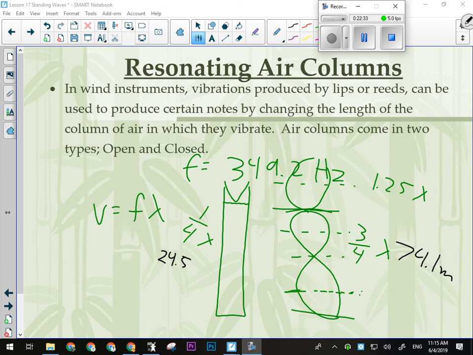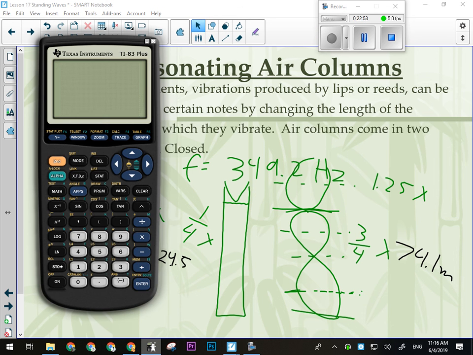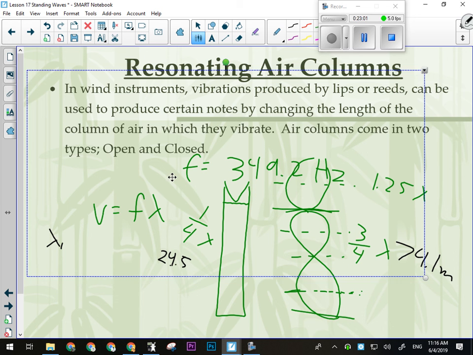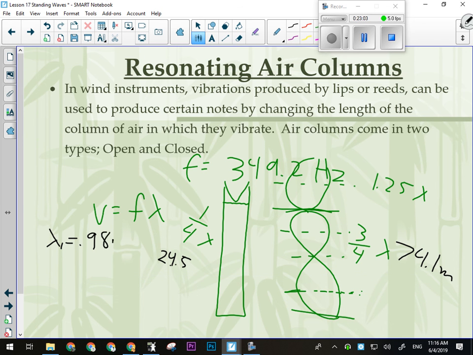We figured out that we got an antinode at 24.5 centimeters or 0.245 meters. We also got another one at 3/4 of a wavelength that was at 0.741 meters. So I'm going to take this number, multiply it by what to get the wavelength? 4. So wavelength number 1 should be 0.98 meters.